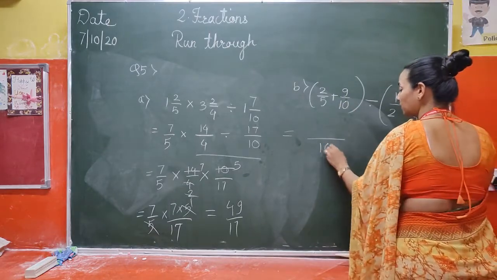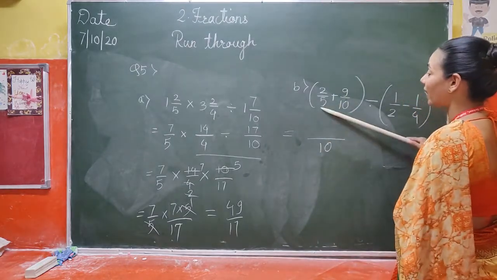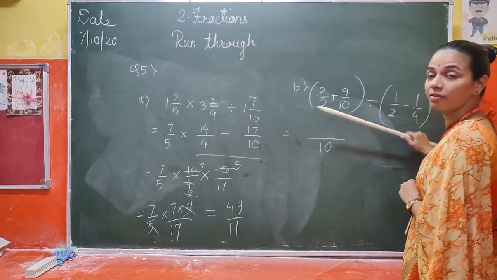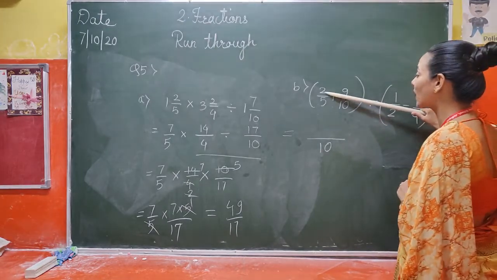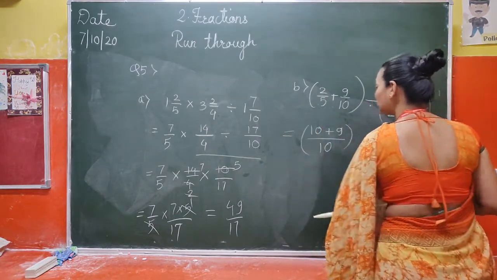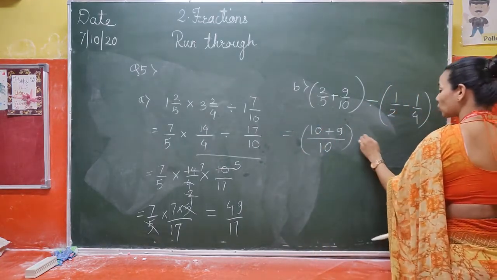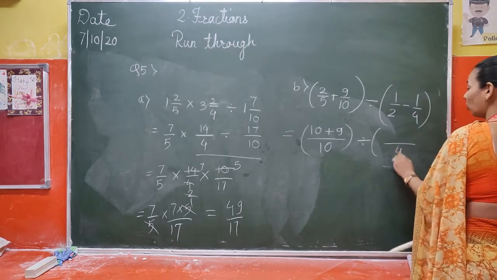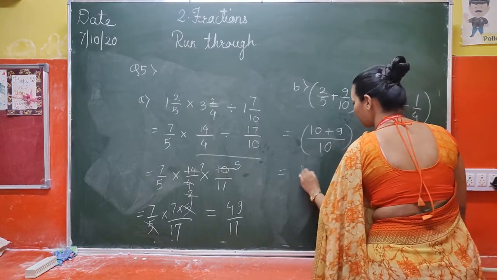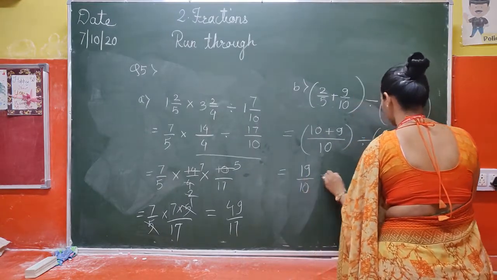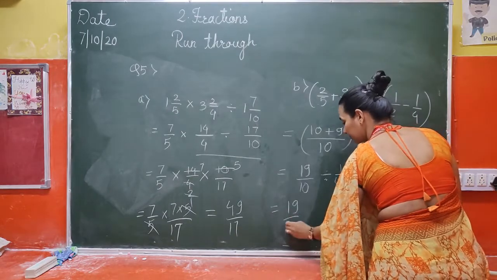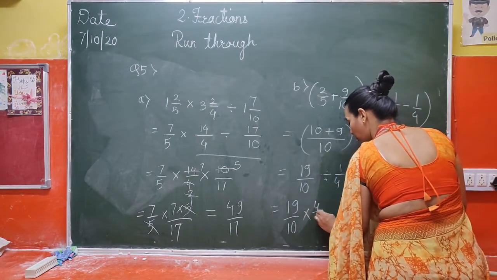Okay, so 10. Now 5 2s are, I'll just see if 5 and 10 we have, then 10 will be the LCM. So 5 2s are, that is 10 plus 9. Okay, I am just doing it directly. You can solve it properly also. Here 4, 2 minus 1. So what I have? 19 upon 10 divided by 1 upon 4. That is 19 upon 10 multiplied by 4 upon 1.